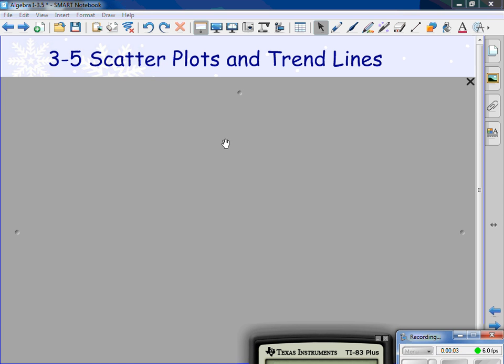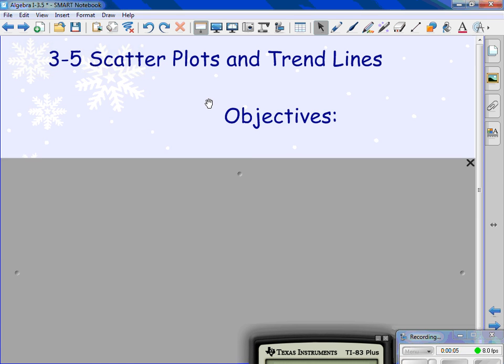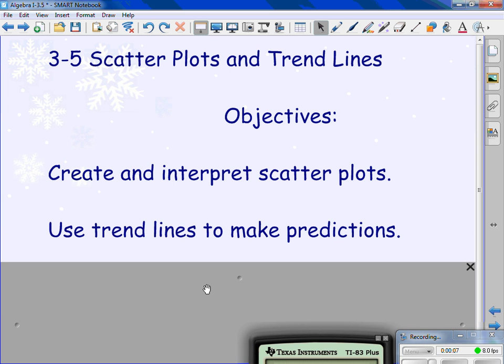3-5 scatter plots and trend lines. What we're going to be talking about today, we're going to create and interpret scatter plots. We're going to use trend lines to make predictions.